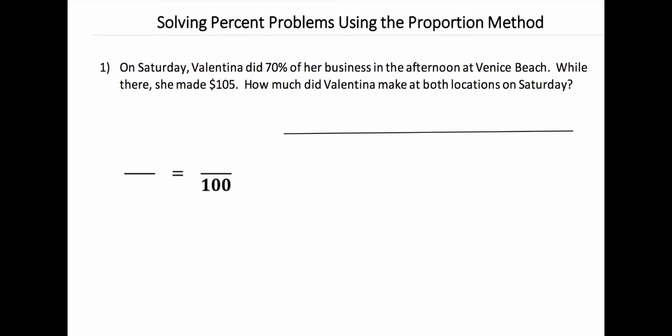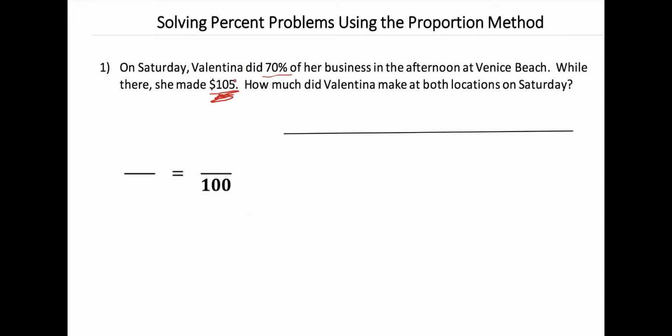Okay, welcome back. For question one, we're talking about Valentina, the talented artist who draws portraits. In this question, it says that on Saturday, Valentina did 70% of all her business in the afternoon at Venice Beach. While there, she made $105. How much did Valentina make at both locations on Saturday? That would be at Venice Beach and also in the morning at Santa Monica Pier.